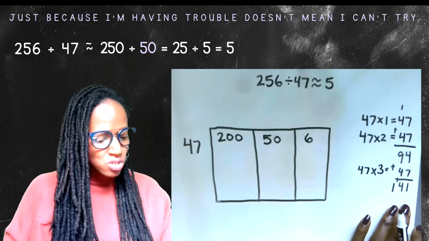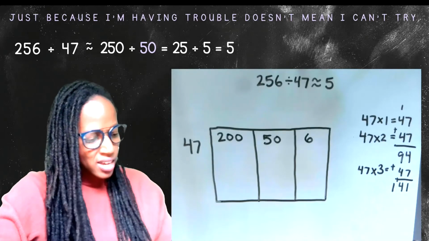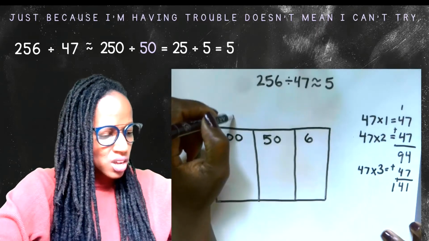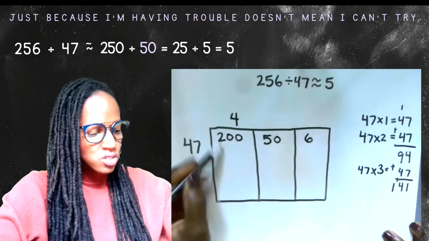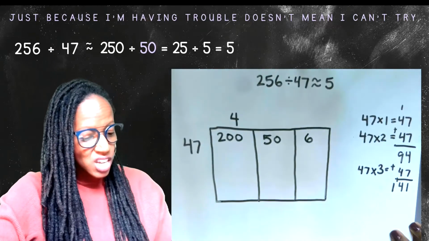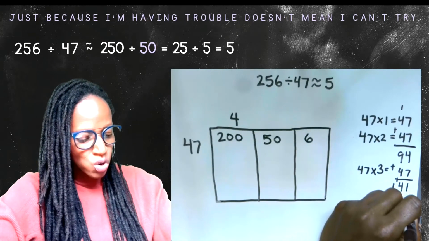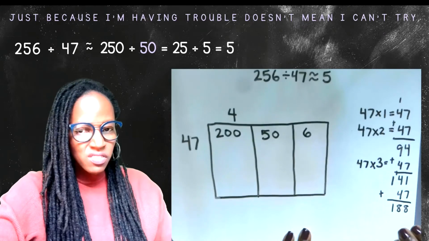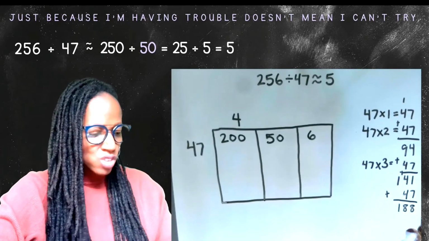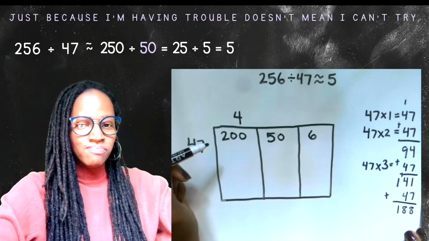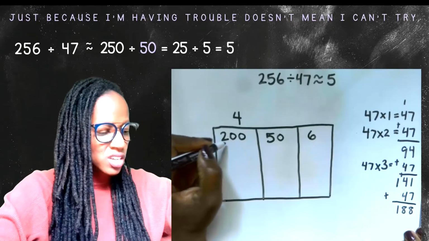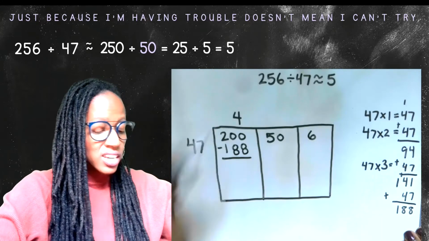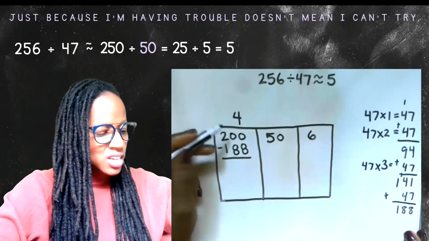So I am going to guess that I could probably get at least 4 groups when I'm looking at my place value of 200s. So what's 47 times 4? I still need to add one more group of 47, and let's see how close I will get. Well, 47 times 4 I can see is 188, and that is less than my dividend of 200. So I'm going to first subtract the 188. So I know that I can at least make 4 groups of 47. So I'm going to subtract that.